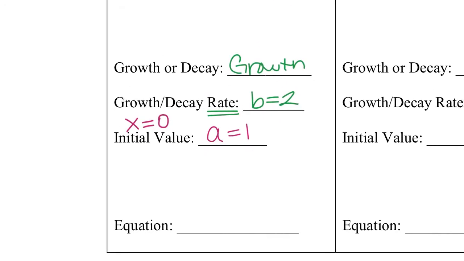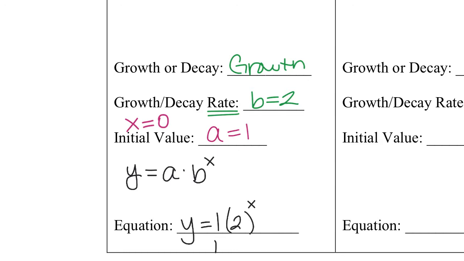The last thing is to write the equation. So the layout, y equals a times b to the x power. Well, we said that a was 1 and b was 2, to the x. Now, because a is 1, 1 times anything is still itself, so in this case, we can simply write y equals 2 to the x. The 1 is understood in the front. You don't need to write it for this one.